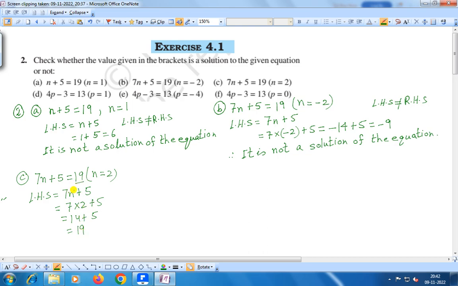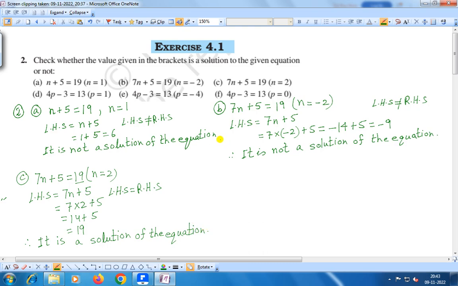And here you see the value of right hand side is also 19. The left hand side is equal to right hand side. Therefore, we can say it is a solution of the equation.